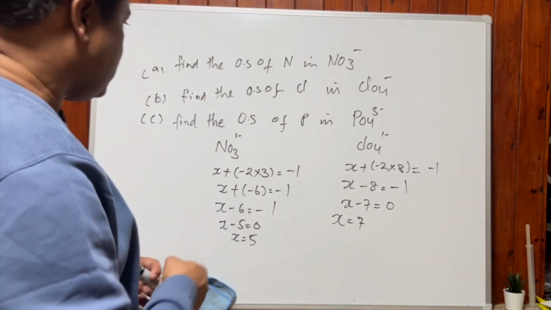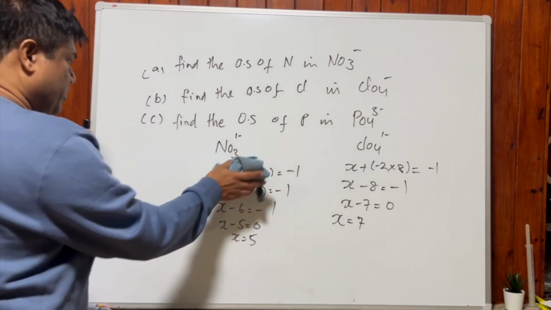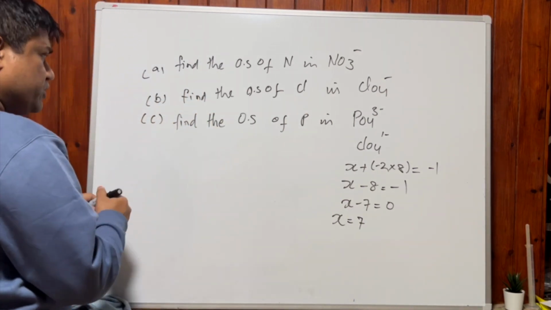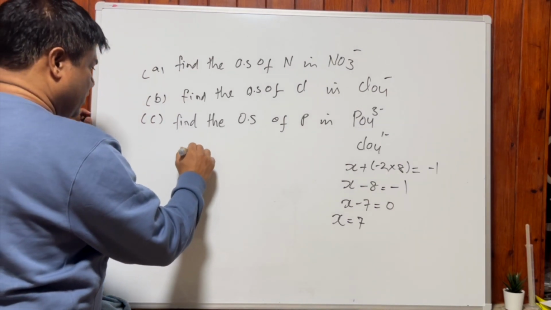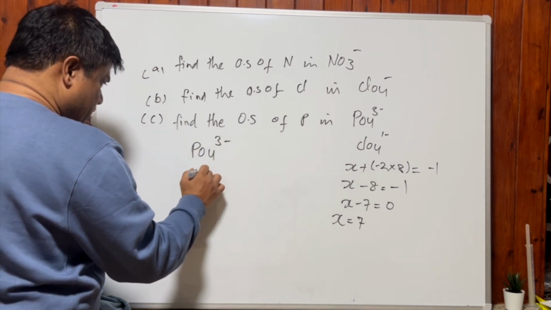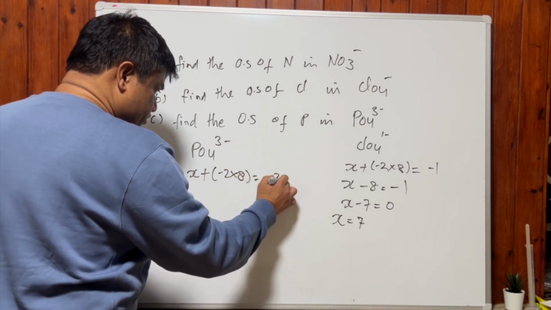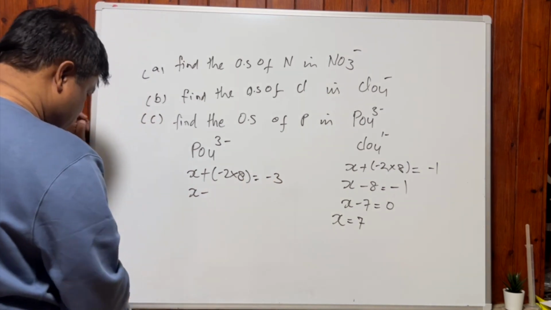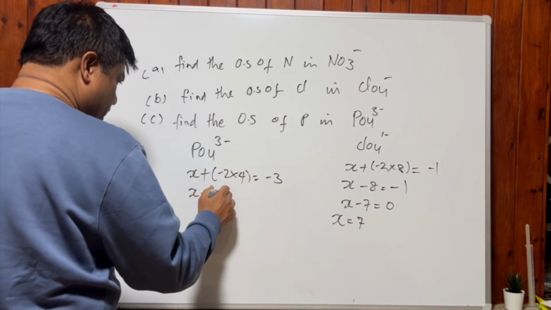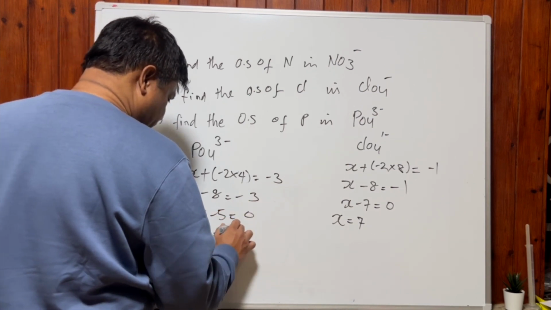Can I rub the board? Phosphorus in PO4 3 minus. Overall charge is 3 minus, x plus minus 2 times 4, my bad, 2 times 4. So minus 8 equals minus 3. x minus 5 equals 0. x equals plus 5.